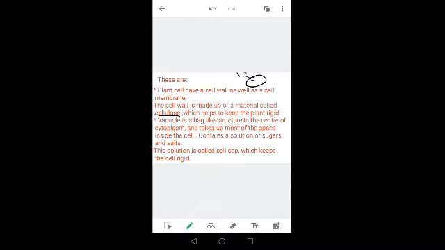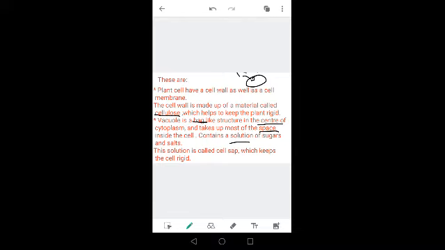Moving to vacuole. Vacuole is a bag-like structure. It is in the center of the cytoplasm, takes up most of the space inside the cell, and it contains a sugar and salt solution. So these are five facts about vacuole: a bag-like structure, in the center of the cytoplasm, takes most of the space inside the cell, contains a solution of sugars and salts.